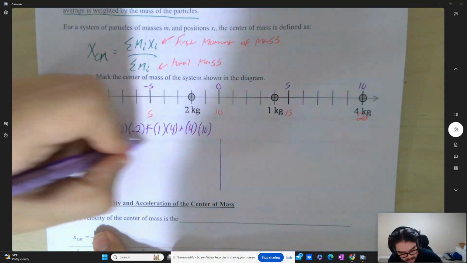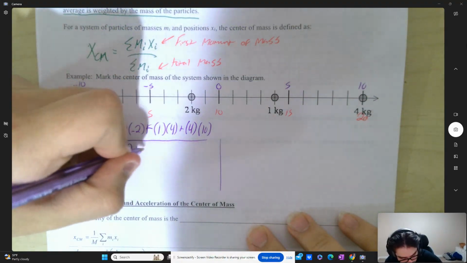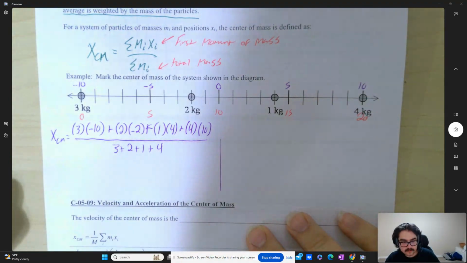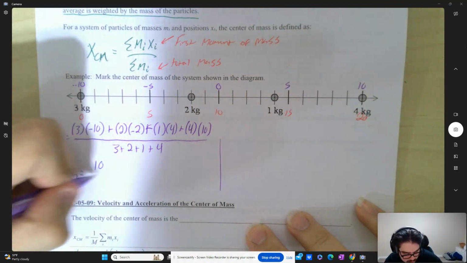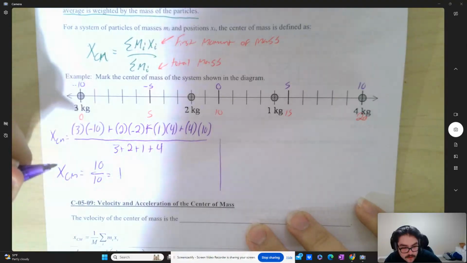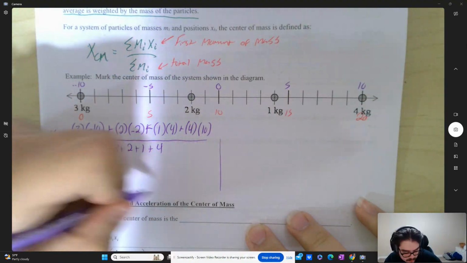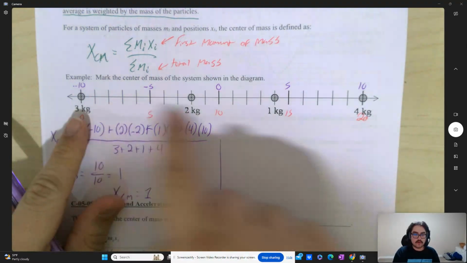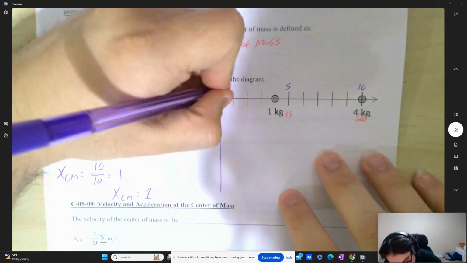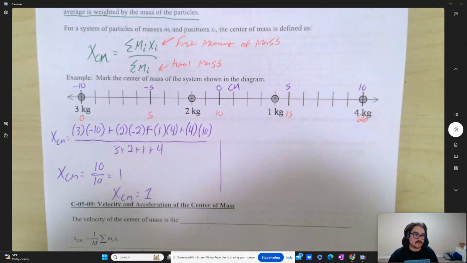And then I take the sum of all of the masses. So I've got 3 plus 2 plus 1 plus 4. And when you punch that into your calculator, you end up getting 10 over 10, which is 1. So the center of mass position for the purple numbers is 1. It would be on the 1 spot, which is right here. So I'm going to label this right here, purple center of mass. I'm writing it in purple so that you know.